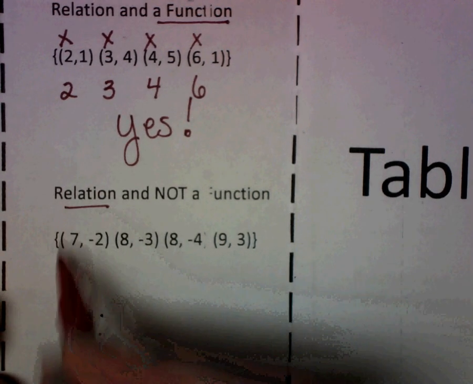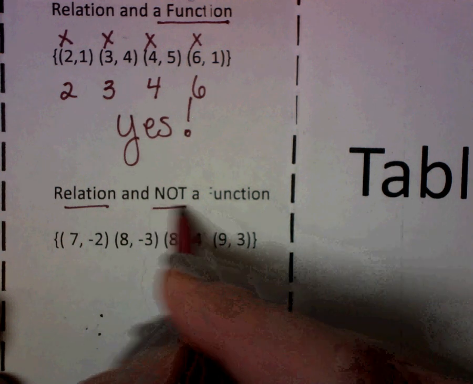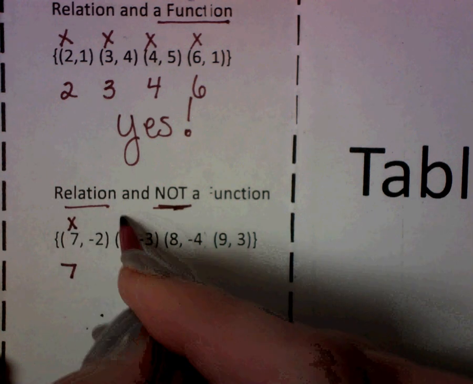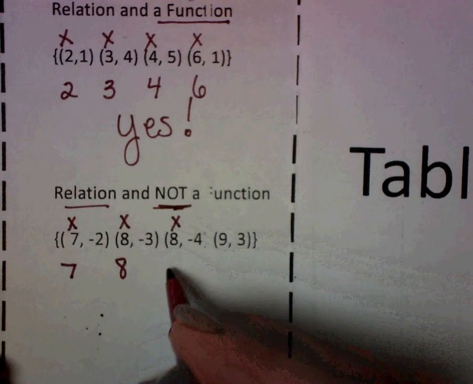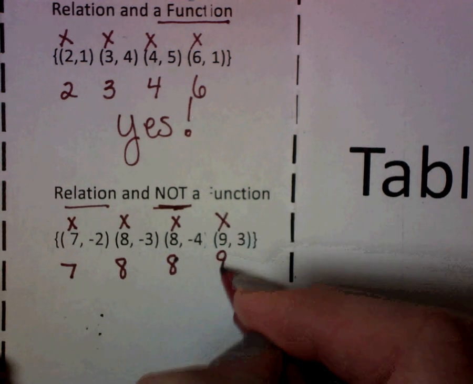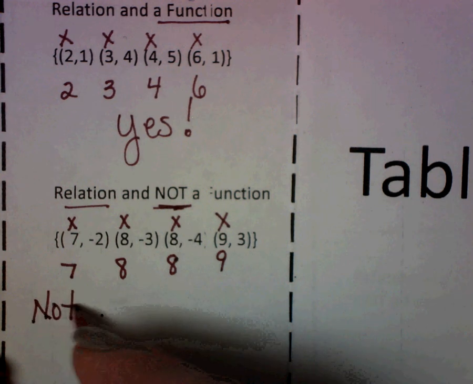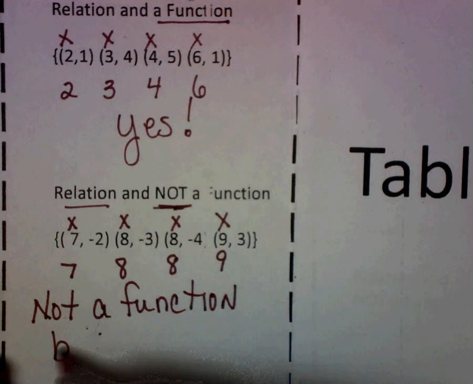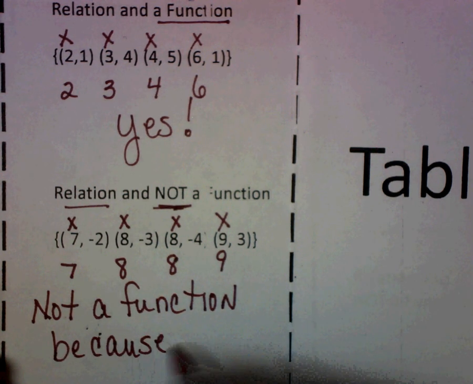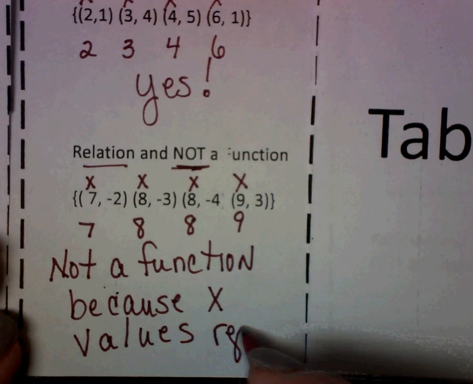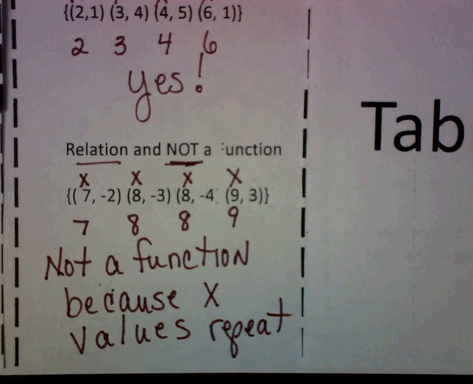This one is a relation, a set of ordered pairs, but it's not a function. So let's look why. Our x values are 7, 8, 8. Oops, look. The x values are repeating, and this one is 9. So this was not a function because one of the x values repeats. Okay, simple as that. You're looking at the x values.